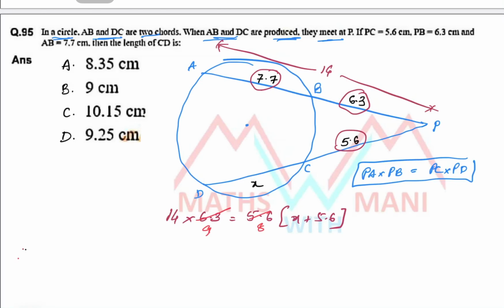Because 0.9s, 0.8s and points are cancelled out, okay? And 2 7s, 2 4s. 7 into 9, 63 by 4. So what is the value of X plus 5.6? It is equal to 63 by 4.